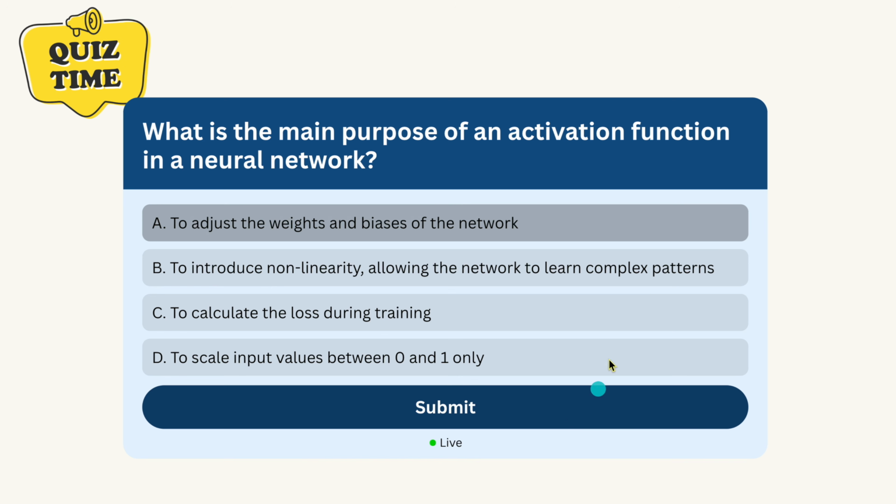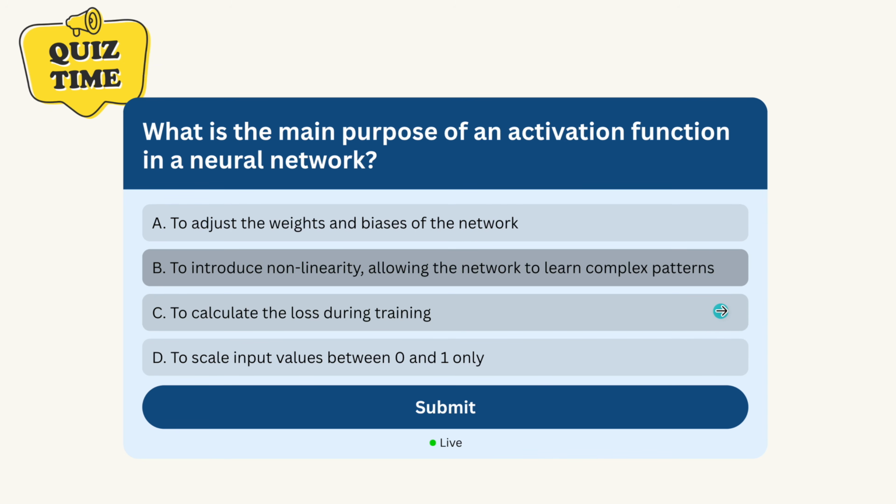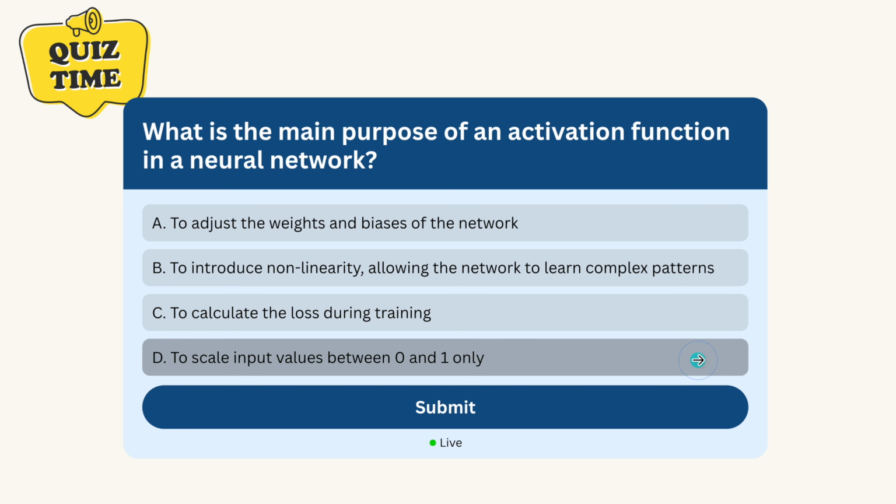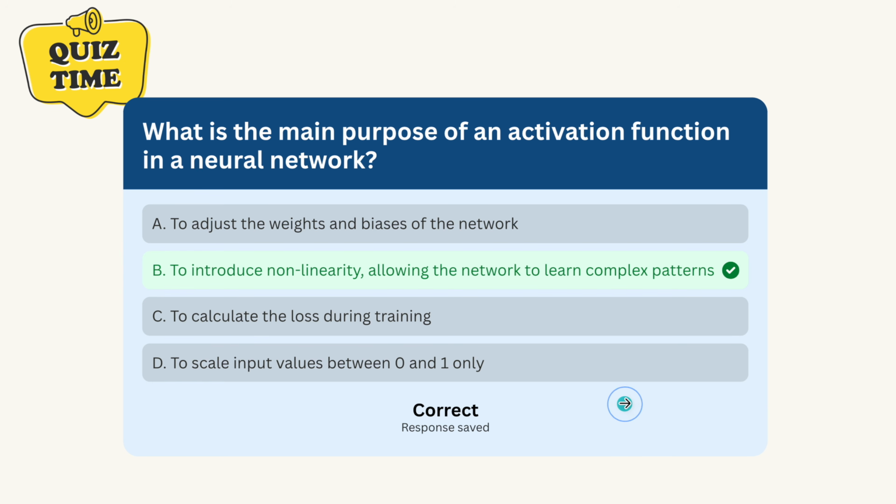Next up, what is the main purpose of an activation function in a neural network? A. To adjust the weights and biases of a network. B. To introduce nonlinearity, allowing the network to learn complex patterns. C. To calculate the loss during training. And D. To scale input values between 0 and 1 only. And the answer is B. If you got these right, congratulations!